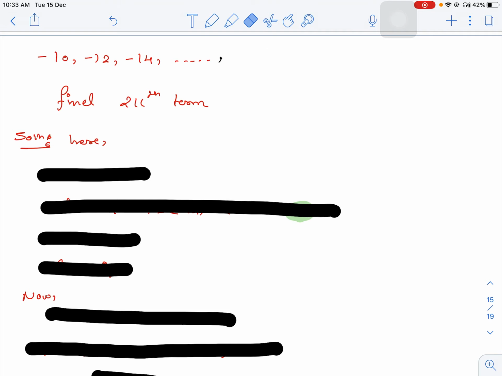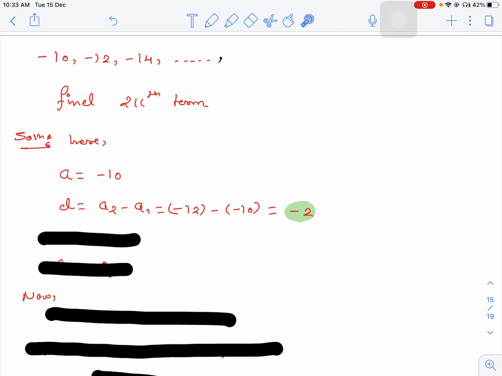So now here A equals minus 10, then D we can find by subtracting the first two terms. So minus 12 minus minus 10. This will become plus, so you'll get minus 12 plus 10. Our answer will be minus 2. Then which term do we have to find? The 211th term, so we can write here n equals 211. Then finally we have to find an.